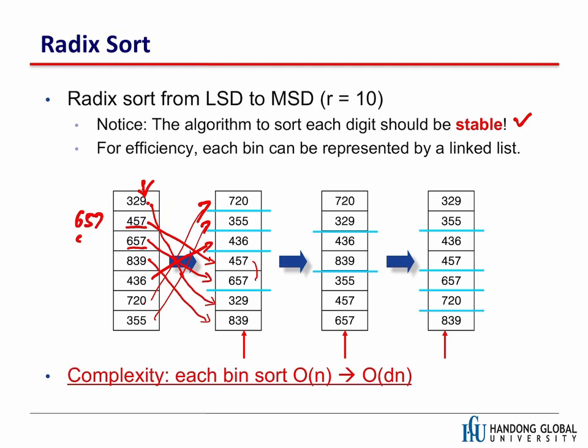In this case, accidentally it looks good, but if we have 657 and 457, then still we don't change the order, so it should be 657 and 457. So we shouldn't change the order. Okay. So we just distribute the keys based on the last key, the last digit. Okay, this is the first stage.